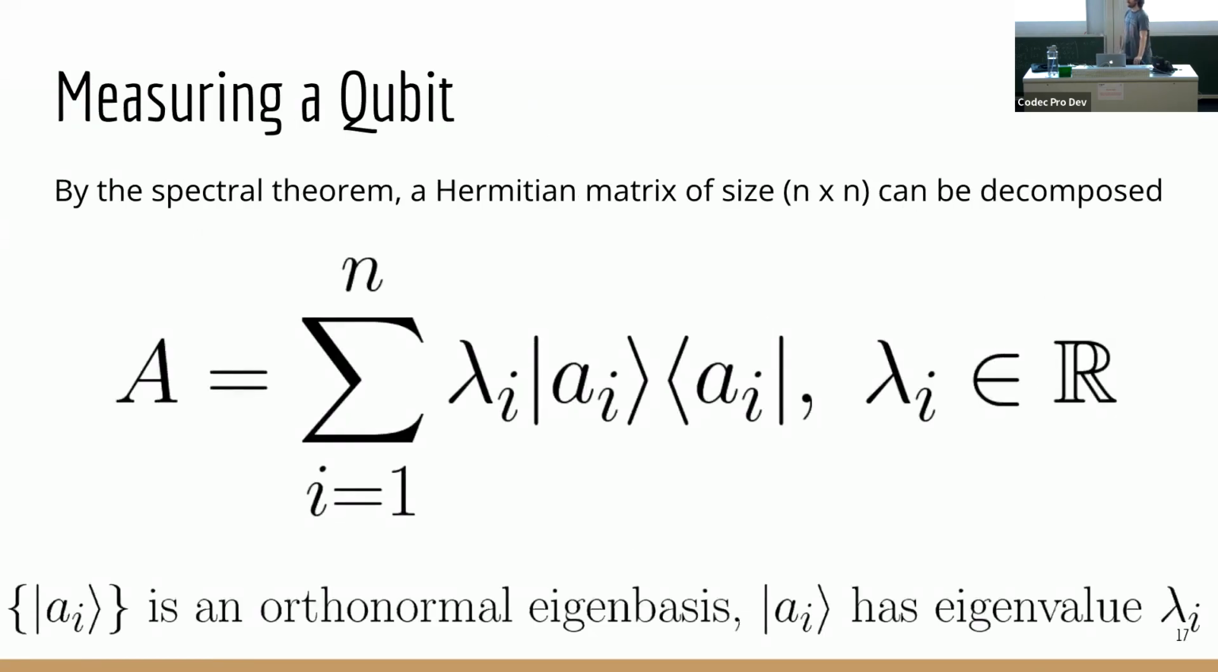Now we need a little bit more linear algebra knowledge here. Something that you may recall is that by the spectral theorem, a Hermitian matrix has an orthonormal eigenbasis, and we can write our Hermitian matrix A as a sum of outer products of these orthonormal eigenvectors with themselves, with each outer product multiplied by the corresponding eigenvalue.